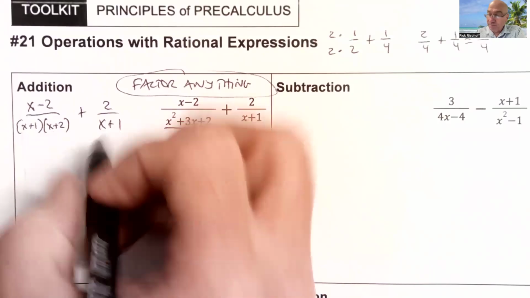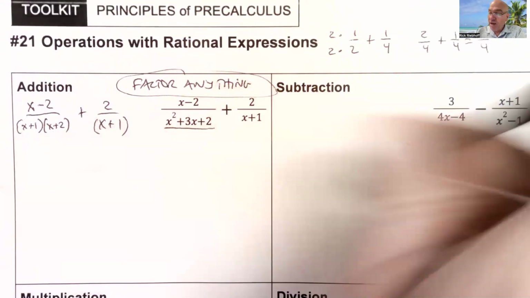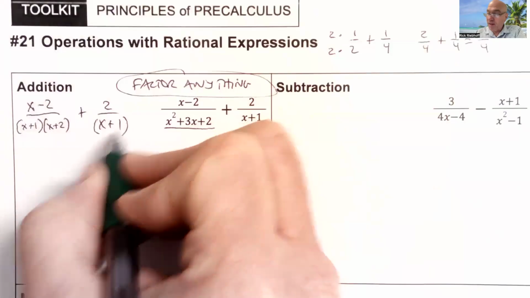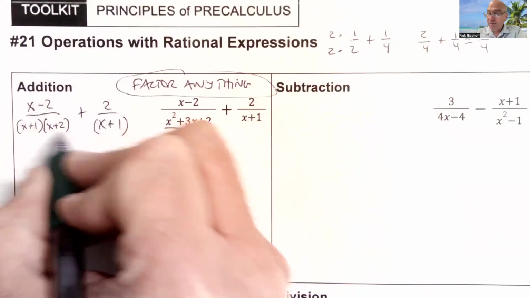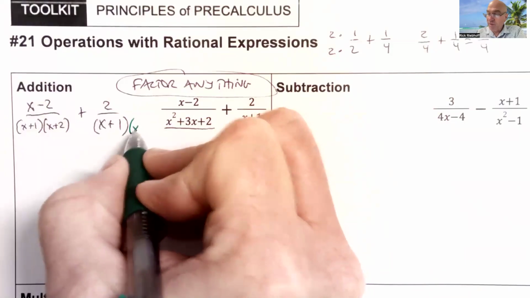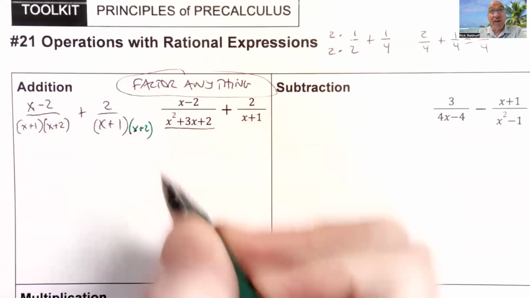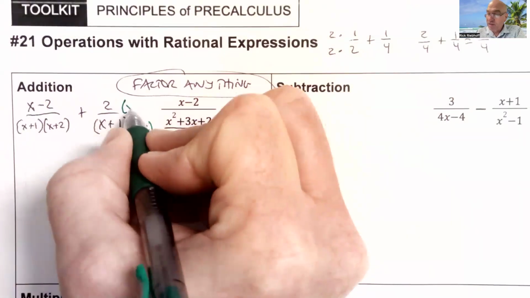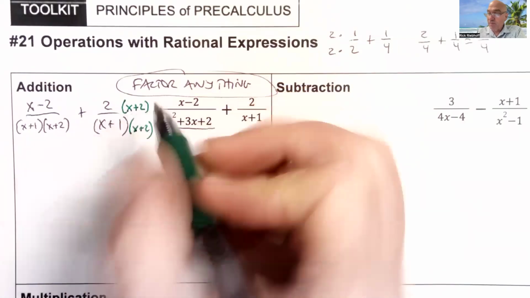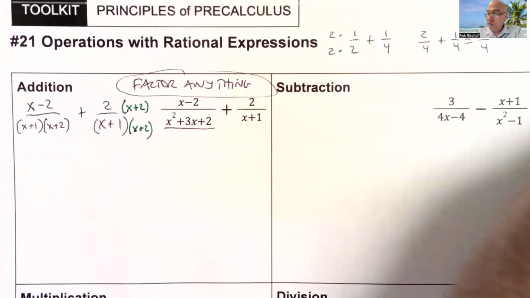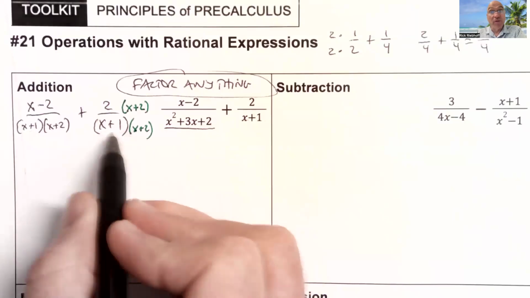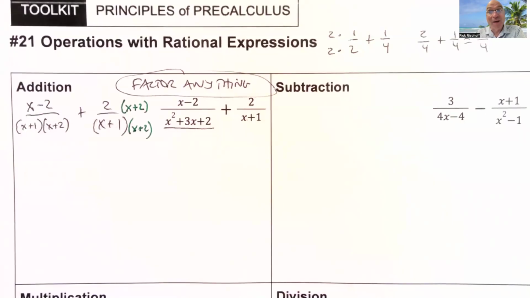So what I'm going to do, Mr. Reboff, is I am going to multiply top and bottom by x plus 2. So if I do x plus 2 here, I'm doing a different color to show that that's the next step. So x plus 2, I'm going to multiply that top and bottom. So now check it out. Bottoms are the same. I'm going to be able to add the tops together.